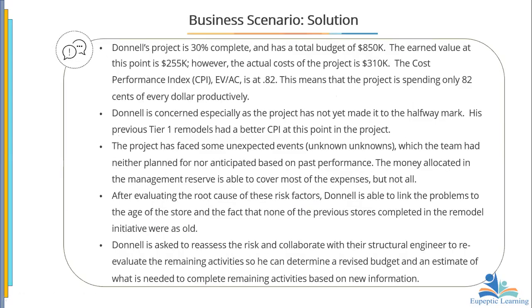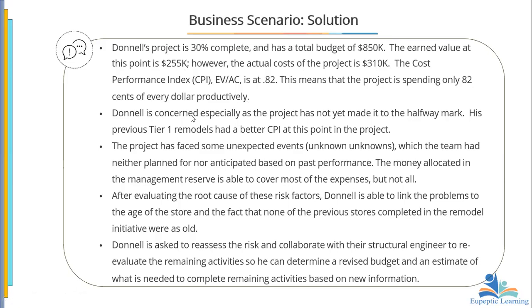Okay, good. So 30% of 850 is going to be $255,000, yet they've spent 310K. Then the CPI, which is the cost performance index, is going to be the earned value, which is the 255, all over the actual value, which is the actual cost, which is 310. And that gives us a CPI of 0.82, meaning they are spending way above budget.